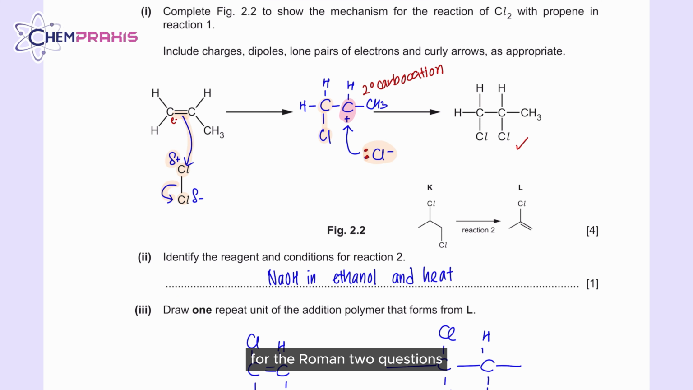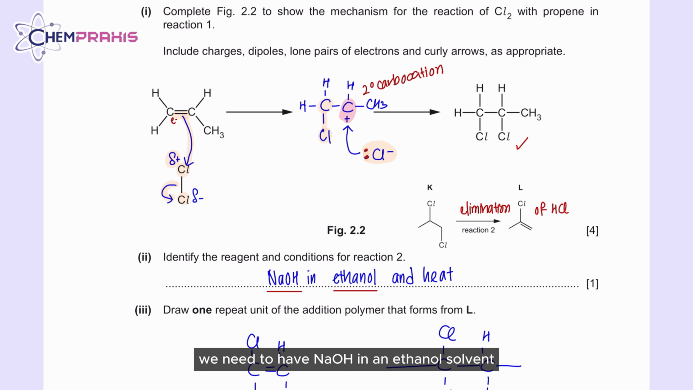For the Roman 2 question, they say identify the reagent and condition for reaction 2. So this is reaction 2, and this is the reactant, and this is the product. Before that, we have a Cl on the first carbon, but after that, it becomes a double bond. So this process is an elimination process, elimination of HCl. In order to eliminate HCl, we need NaOH in ethanol solvent, and we need heat.